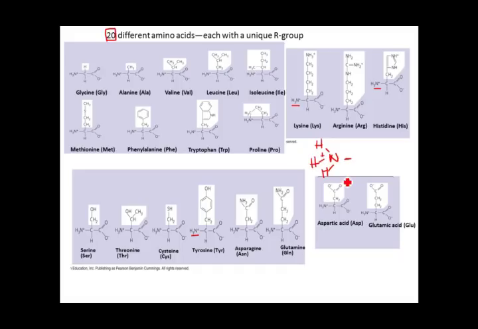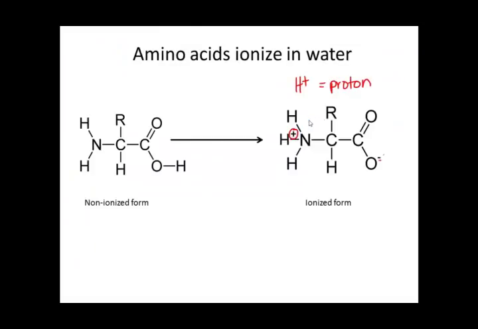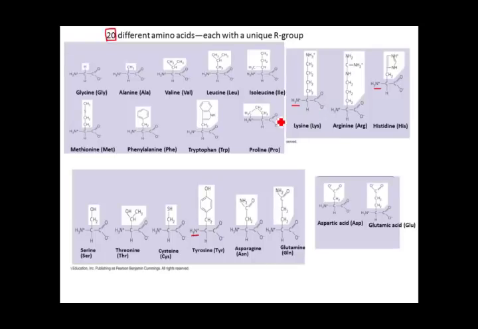And then they all have the same central carbon with a hydrogen attached, and the R group's attached to that, and then they have the carboxylic acid group that's the same for all of those. So that's all the same. The only thing that's different is the R group.